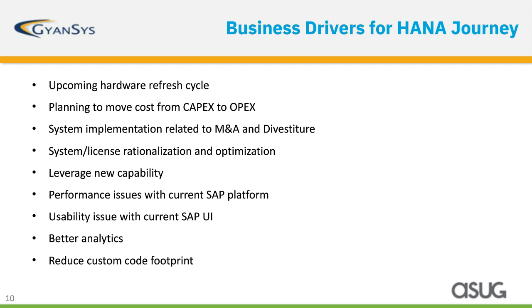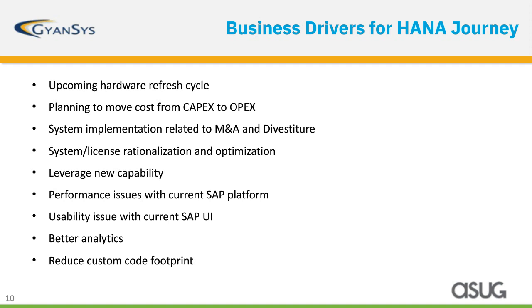Leverage new capability. That may be another reason. You really want live cache. You're tired of the classic GL. You want to move to the universal journal. Okay, you want to make that jump, and it really is a really nice tool. The universal journal, I've never heard anything negative about it so far.